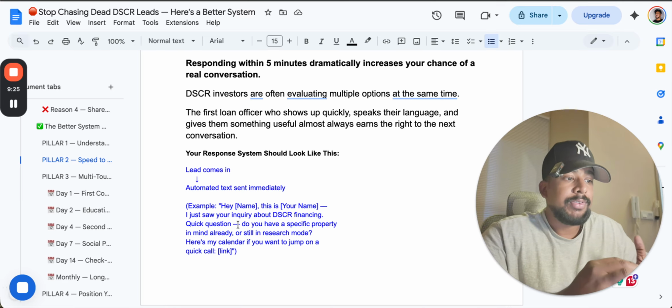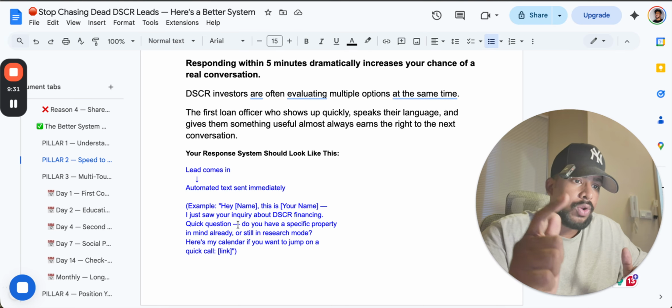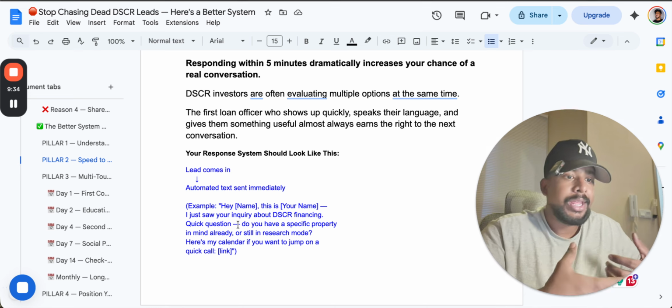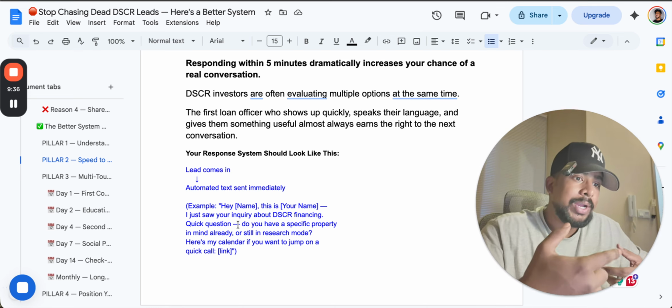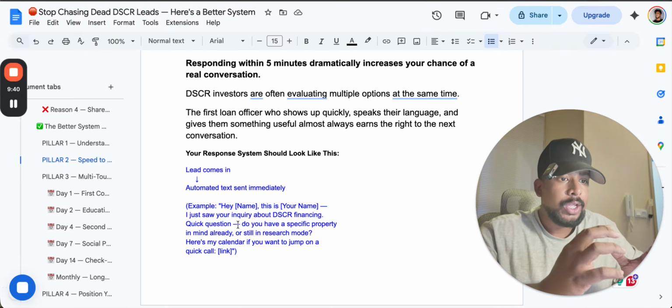Do you have a specific property in mind, or are you still in search mode? This is my calendar link. Again, I prefer to only have one call to action and keep it very open-ended, because you need to get a response back. So always have a very open-ended kind of follow-up going on with your leads.